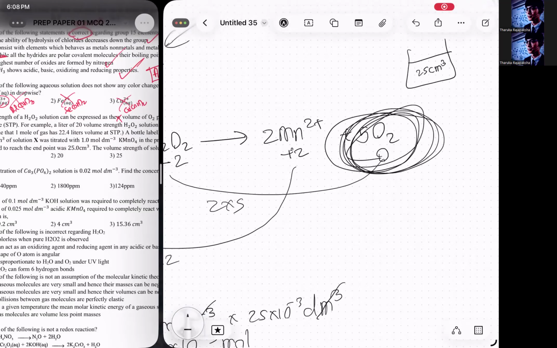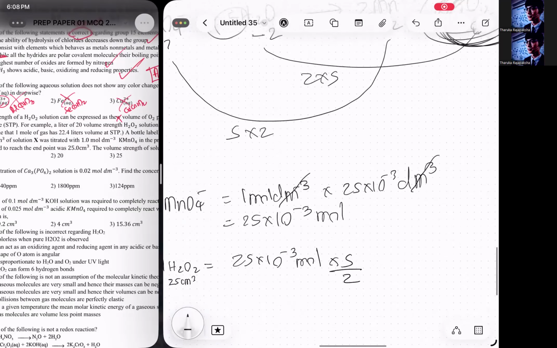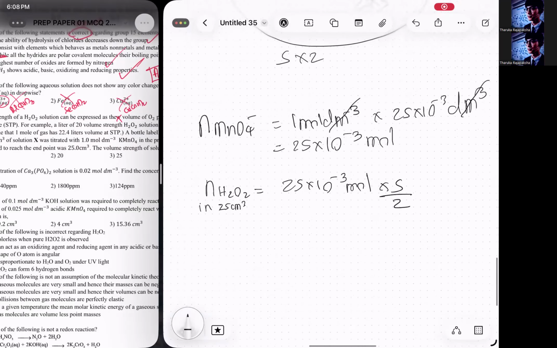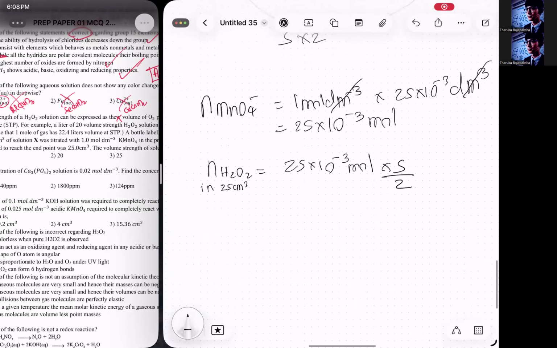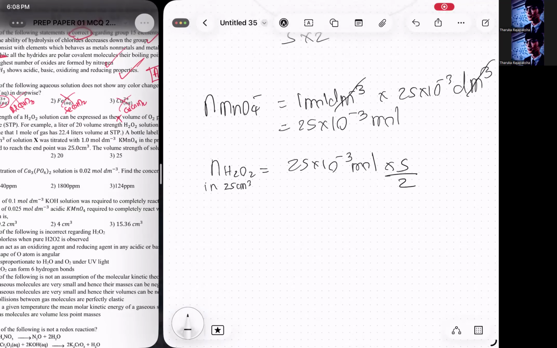Okay, that is not volume strength. That's something else, people. Now, this is a byproduct of the reaction. It's the byproduct of an experiment. So that's not what it means. So, people, this is the number of moles of H2O2 in 25 cubic centimeters.